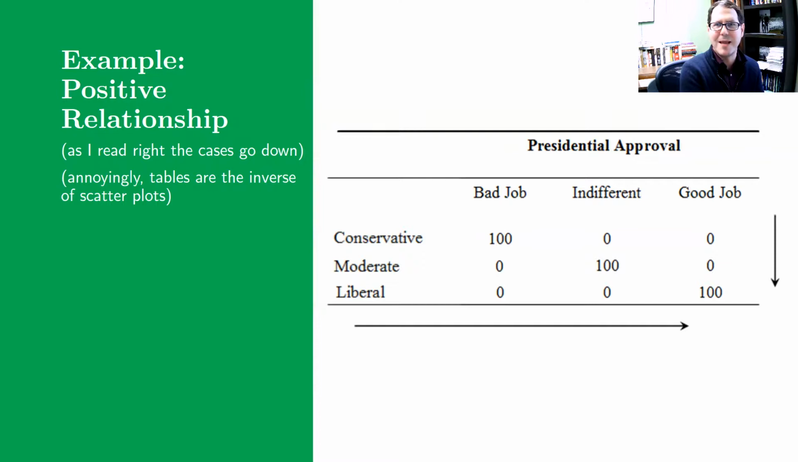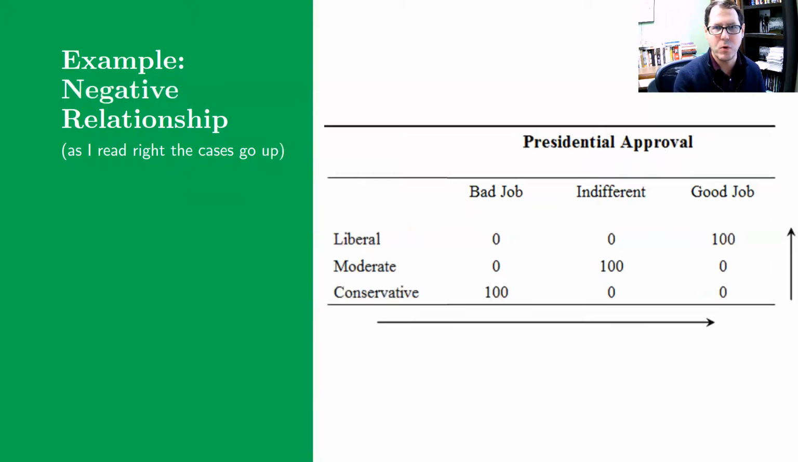The decision to make conservative the value 1, moderate the value 2, and liberal the value 3 is an arbitrary decision, right? I mean, there's an ordering there, but I can order it a different way. I can make liberal 1 and moderate 2 and conservative 3. And the story is still the same. There's still a strong linear pattern there, but now it's a negative relationship, at least in tables. And I haven't changed anything about the data other than how I've labeled my categories.